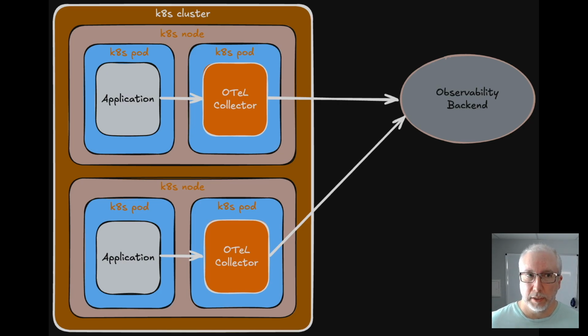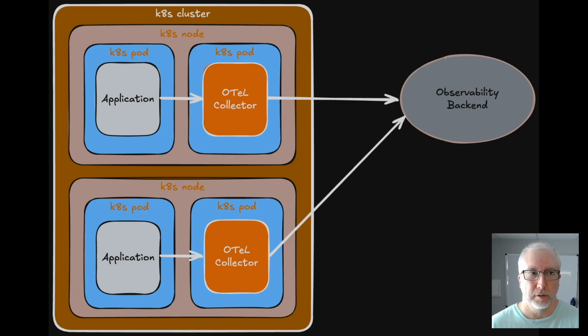Another approach is when you have a low number of nodes but high number of pods, you could prefer the sidecar deployment to prevent overloading a single collector from trying to handle the telemetry of too many different services.